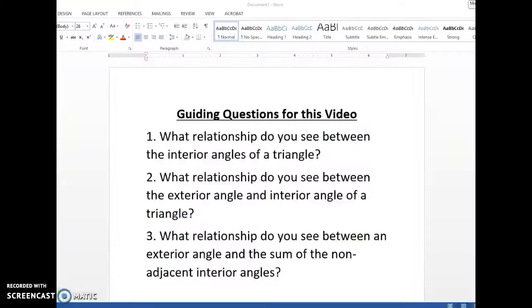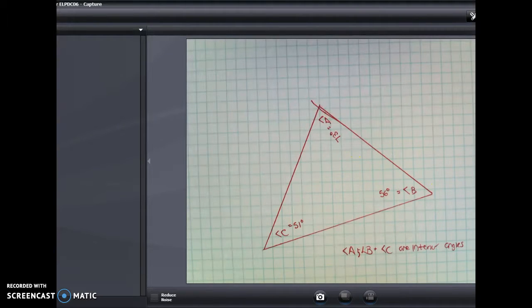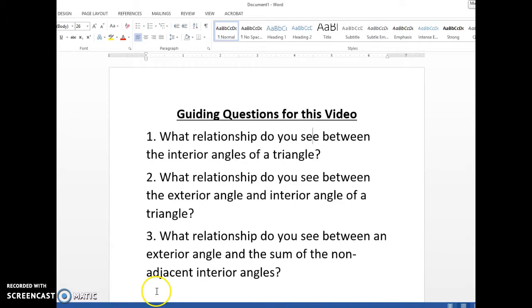And so going back to the guiding question from the beginning of this video, I would like you to see, what relationship do you see between the interior angles of a triangle? And another thing I want to add to that is, if you take the sum of the interiors. So let's say between the sum of the interior angles of a triangle. Now, you might need to do multiple drawings to see this relationship. So feel free to draw, at minimum, two different triangles here.